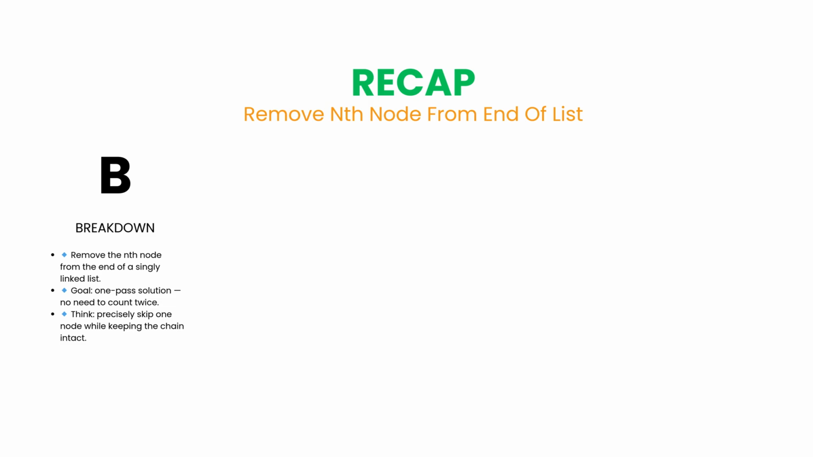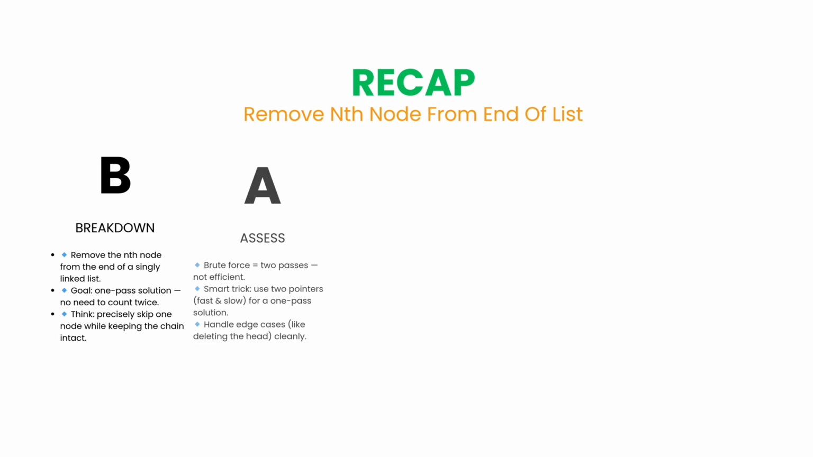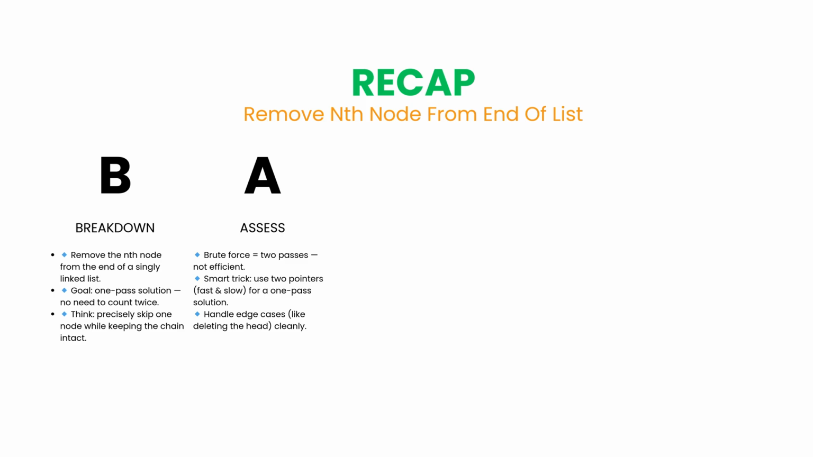Breakdown recap. Conceptually, the task is to remove the nth node from the end of a singly linked list. It's about navigating the list efficiently without counting nodes multiple times or using extra space. Approach recap. A brute force approach would be 2 passes. Count nodes, then locate the node to remove. The optimal interview-friendly approach uses 2 pointers, fast and slow, to accomplish this in 1 pass. This technique allows you to reach the target node directly while maintaining O(n) time and O(1) space.